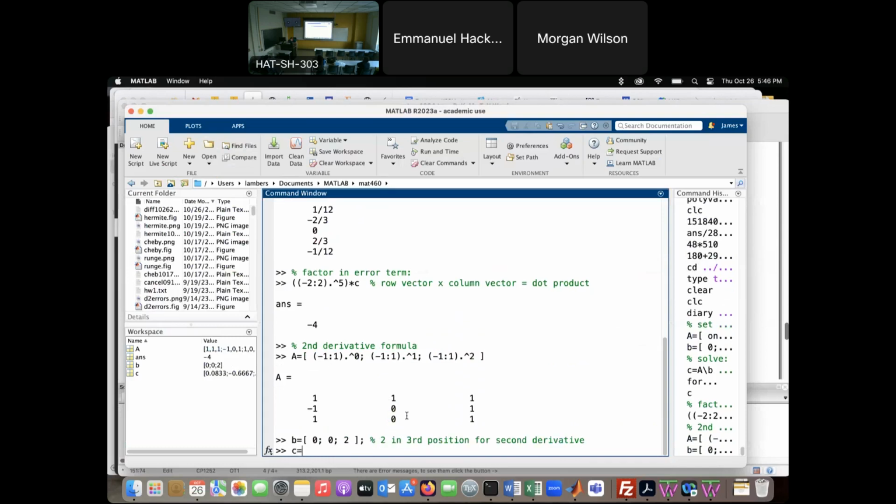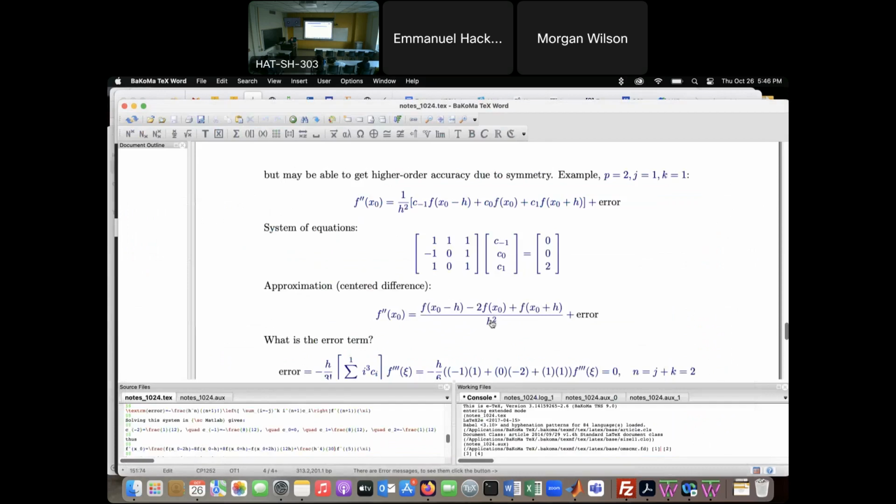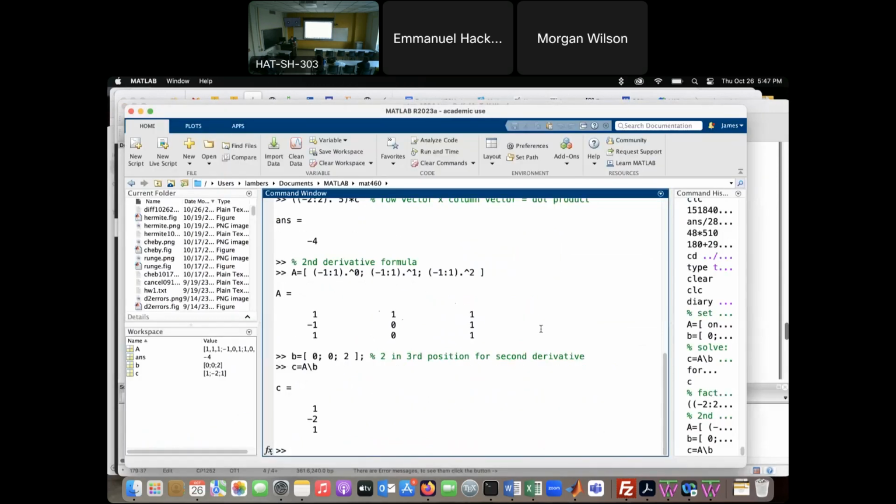So then I solve that system of equations, and sure enough I get coefficients 1, minus 2, and 1 that you see in this approximation here. I don't type very fast.